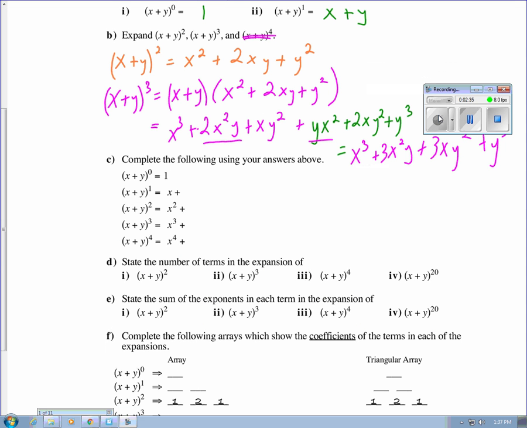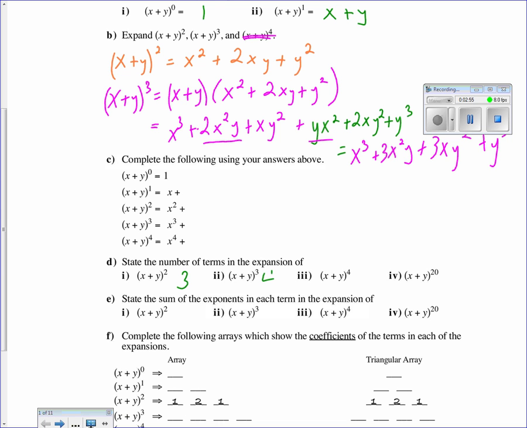One thing that you might recognize in the 2 or 3 that we've done is the number of terms you get in the expansion. When I had (x + y)^0, I got 1 term. When I had (x + y)^1, I got 2 terms. So it seems the number of terms is always 1 more than the exponent. So the number of terms is going to be 3, 4, 5, 21. And when I look at the sum of the exponents, there's probably something you also recognize from working with polynomials before, and that is that the sum of the exponents will always be equal to the original power. So the sum of the exponents in (x + y)^2 was always 2. And the sum of the exponents in (x + y)^3 was always 3. So in (x + y)^20, the sum of the exponents will always be 20.